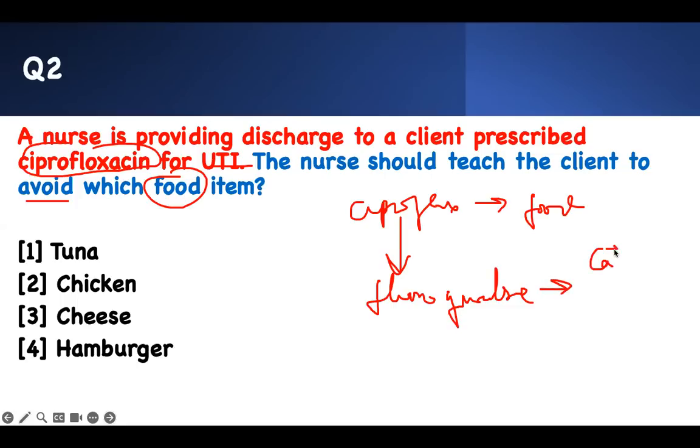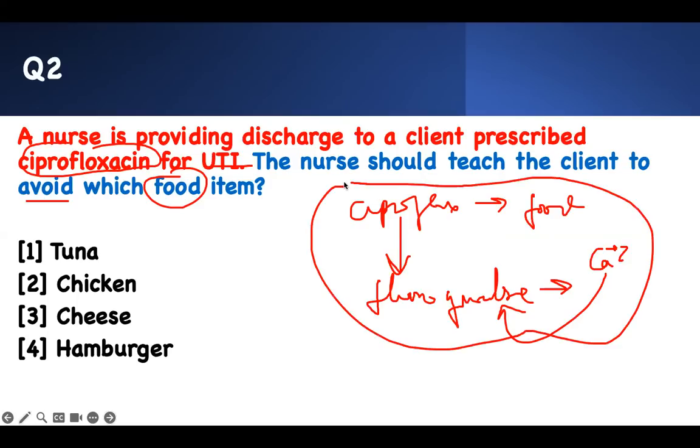Calcium. Calcium likes to bind to them. And when it binds to them, they become ineffective. You shouldn't take any calcium. You shouldn't take anything that has calcium in it. That is my content. I don't even look at the answer choice. I come up with my content. I take my bag of content. This is my bag of content. And I take you to this answer choice.